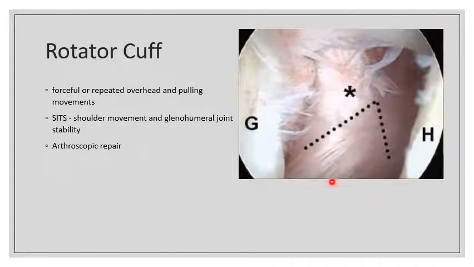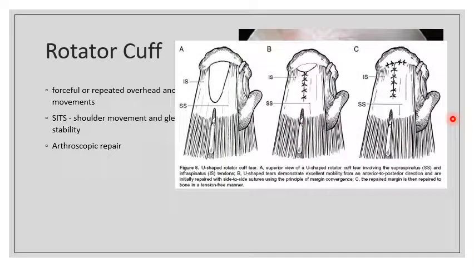So in this particular image, this is an arthroscope view inside your shoulder joint. This is your glenoid, that's your humeral head. You can see some separation already, some fraying of the ligaments here. So what we do, you see this gap here, we try to close it with sutures. This is an arthroscopic repair.